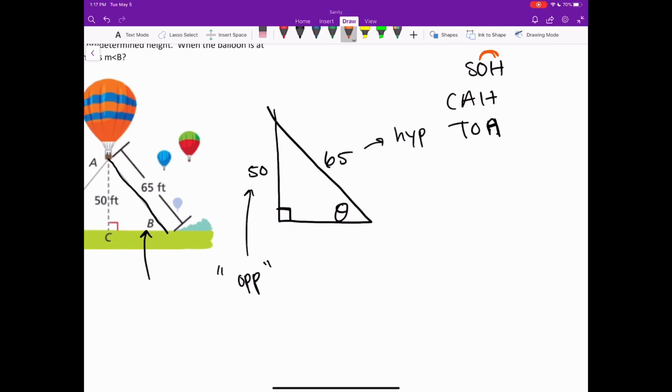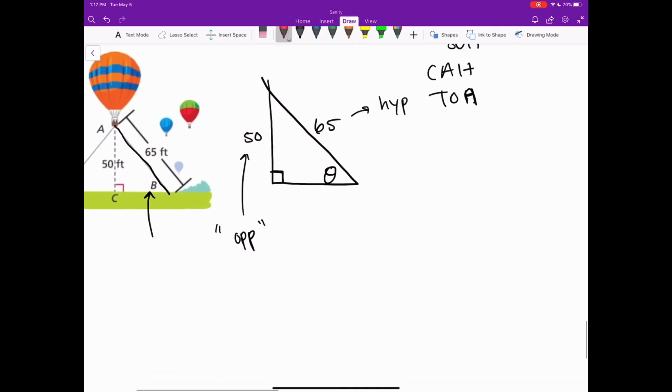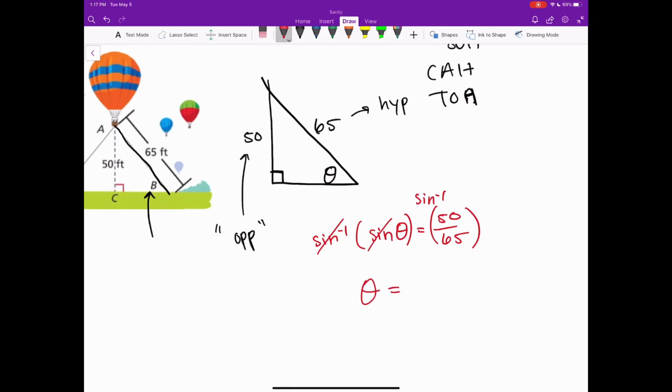So I'm going to set up a sine equation down here and say sine of theta equals 50 over 65. And again, I'm just trying to solve for theta, so I'm going to take the sine inverse of both sides. The inverse sine and sine are going to cancel out, just like what we did. I'm going to be left with theta.